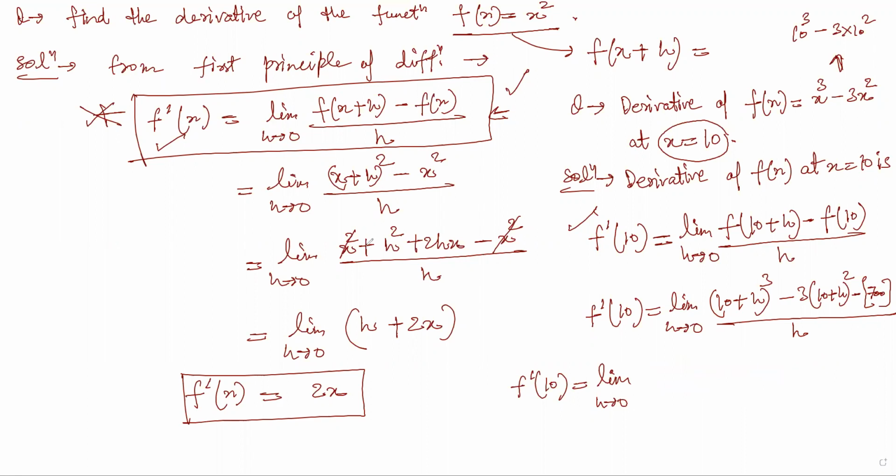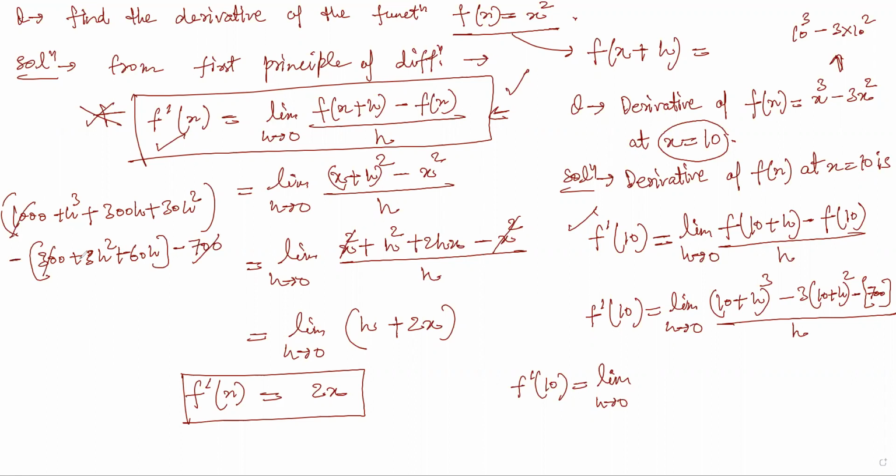मतलब ये सॉल्यूशन वाला पार्ट बनेगा 1000 प्लस h क्यूब प्लस 300h प्लस 30h स्क्वायर. ये बना फर्स्ट पार्ट जब आप ओपन करेंगे इसको. And second part will be minus of 10 square 100 into 3, 300 plus h square, sorry, plus 2 into 10 into 3h square. Then this will be 10 into 2 into 3, 60h minus 700. तो 700 तो इससे कैंसिल हो जाएगा पूरा. 1000 minus 300, यहाँ पे भी आपको 700 देगा, 700 minus 700 पूरा gets cancelled out. Then h cube will be same.